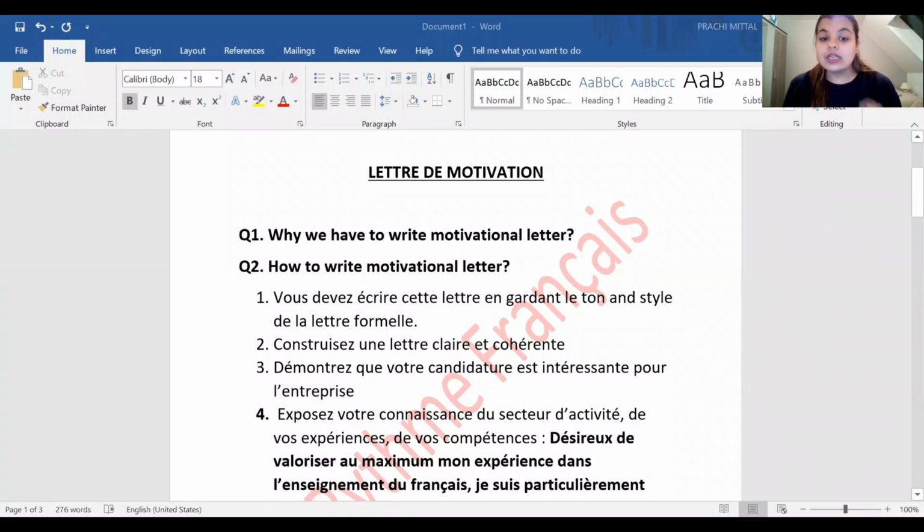So what are we waiting for? Let's start. I'll share my screen and I'll tell you why we write a motivational letter, how to write a motivational letter, and what the essential points are that you need to take care of while writing one. And in the end, for your help, there will be a draft of a motivational letter that you can take as help for your own.